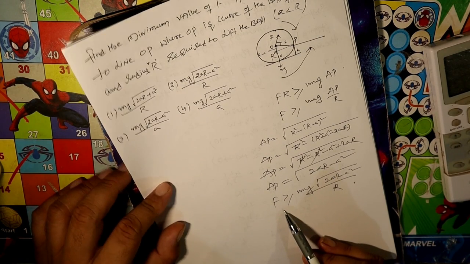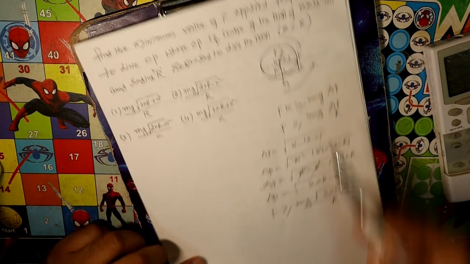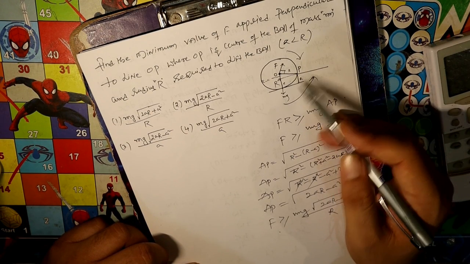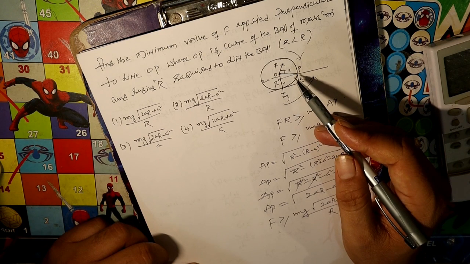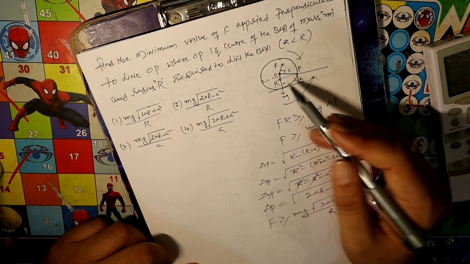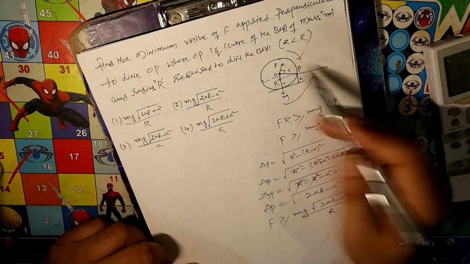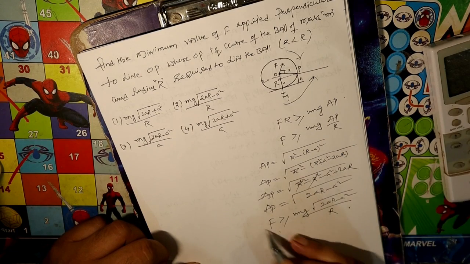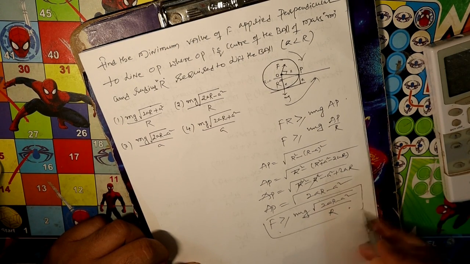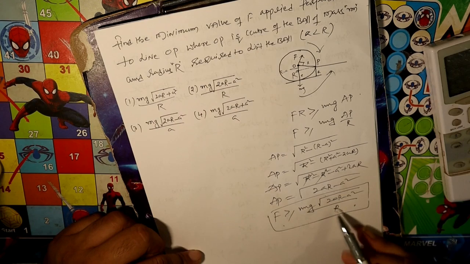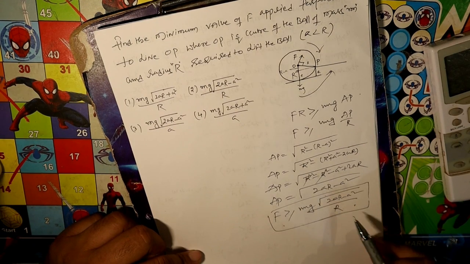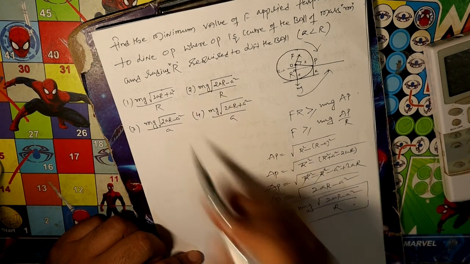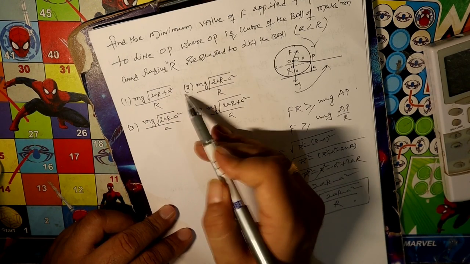When we apply this force perpendicular to the line OP, then the ball is lifting up. This force is lifting the ball. So our answer is F is greater than or equal to mg into square root of 2AR minus A square by R. So our correct option is here. Check the options. This is the correct option.